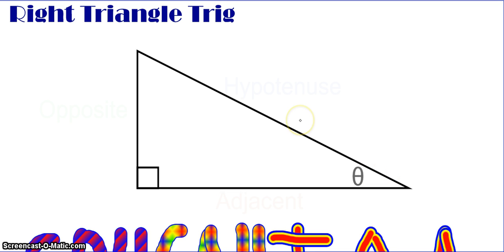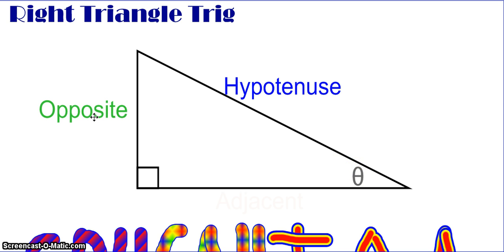Well, hopefully we know opposite the right angle is the hypotenuse. Opposite the angle that we're talking about is the opposite side. Really clever, I know. And then next to the angle that we're talking about, but not the hypotenuse, is the adjacent side. Again, really clever, I know.